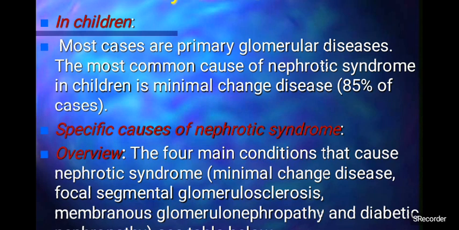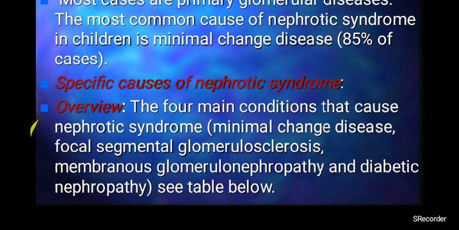For the specific causes of nephrotic syndrome, the four main conditions that cause nephrotic syndromes, we have minimal change disease. Of course, that's common in children. There's also focal segmental glomerulosclerosis, membranous glomerulonephropathy, rather nephropathy, and diabetic nephropathy.